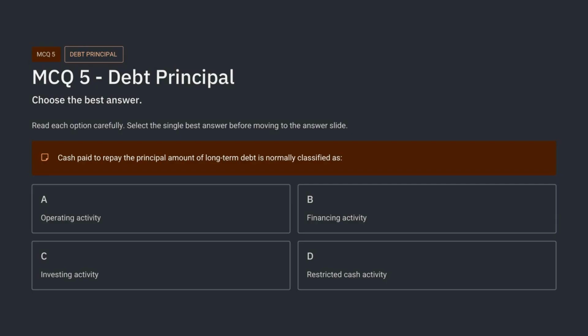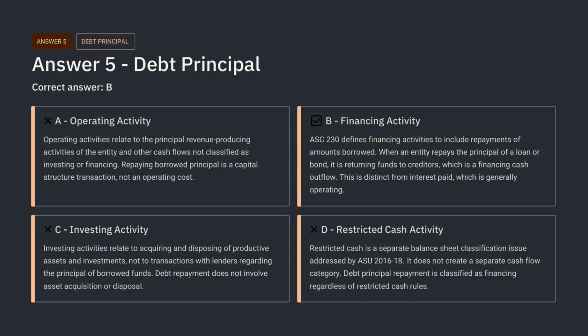Your options are A. Operating activity, B. Financing activity, C. Investing activity, and D. Restricted cash activity. The phrase principal amount is the signal. We are not talking about interest expense now. We are talking about returning borrowed money to creditors. Choose the best answer. The correct answer is B. Financing activity. Repayment of debt principal is a financing cash outflow because the entity is returning borrowed funds to creditors.